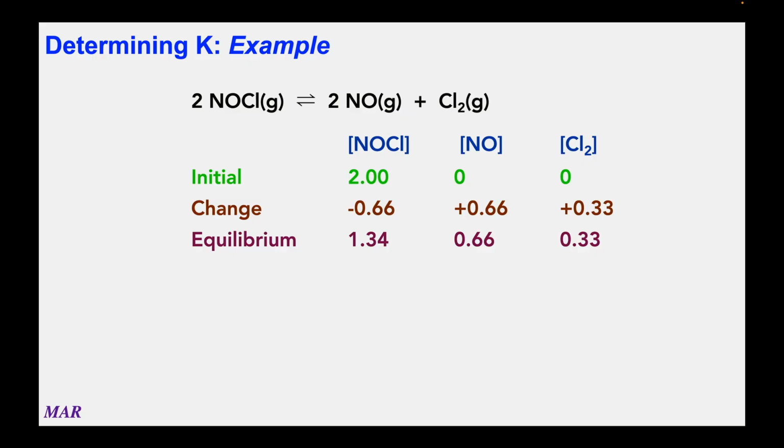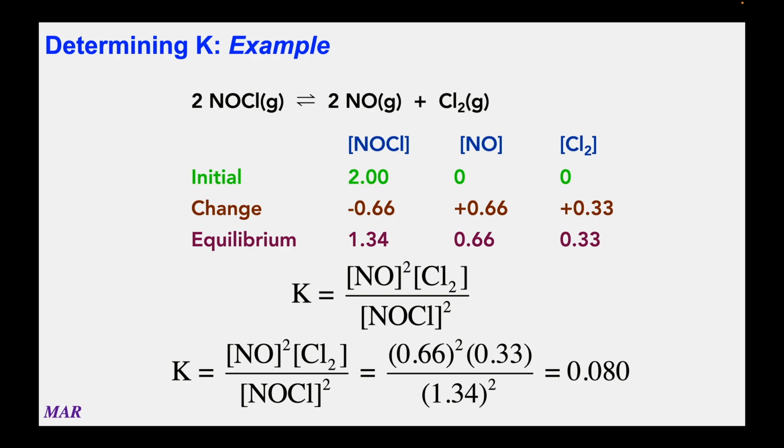we're going to use that E part of the ICE table to actually calculate the value of K. And K is going to be products over reactants. It's going to be the NO quantity squared, because of the 2 in front of the NO, times Cl2 divided by NOCl squared. Again, that squared also comes from the 2 in front of the NOCl. So you literally plug those values in, 0.66 squared times 0.33 divided by 1.34 squared. Bam! 0.080 is your equilibrium constant.